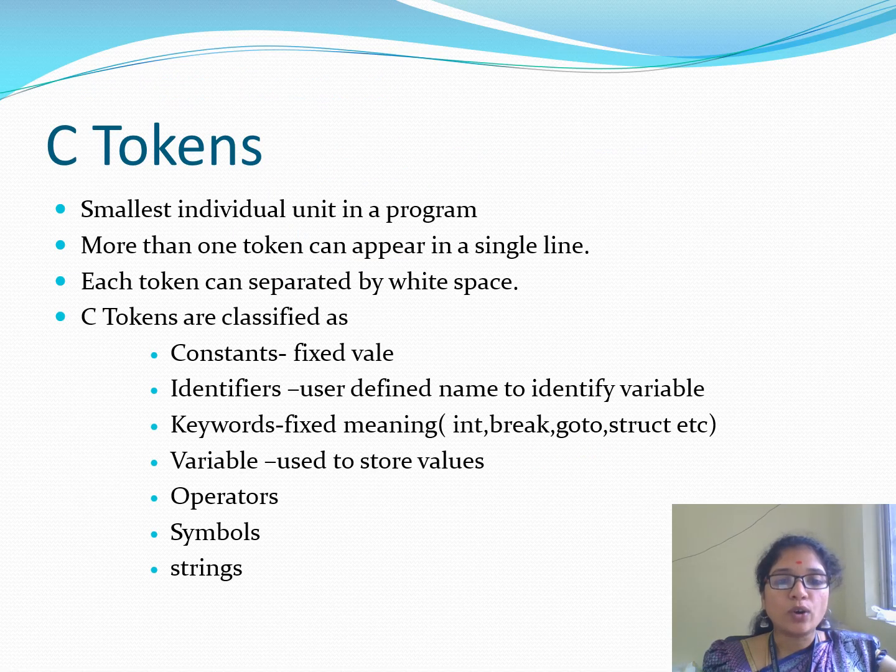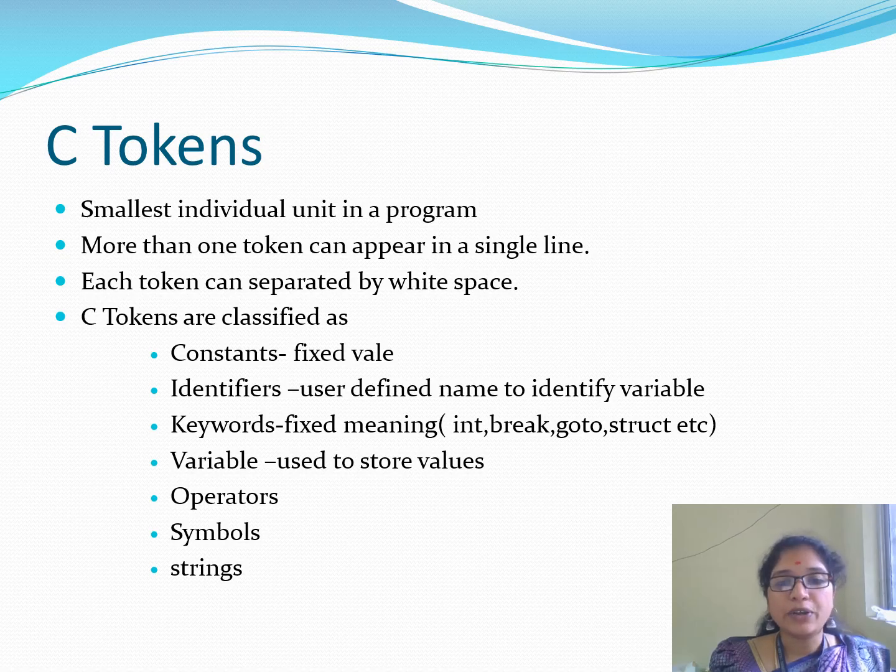And then the C tokens, the basic things we should know before writing a C program. These are the concepts we should be clear on; only then can we write good C programs. A token is the smallest individual unit in a program. More than one token can appear in a single line, and each token can be separated by white space. These are the C tokens. The first one is a constant. Constant means it is a fixed value, we cannot change it. For this token we use const as the keyword.